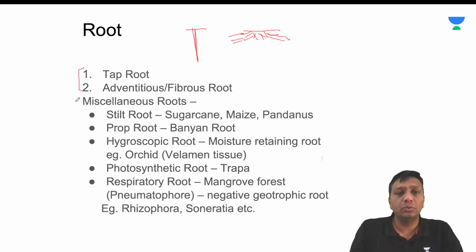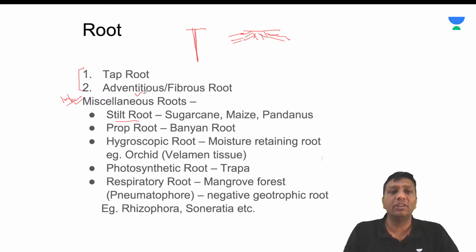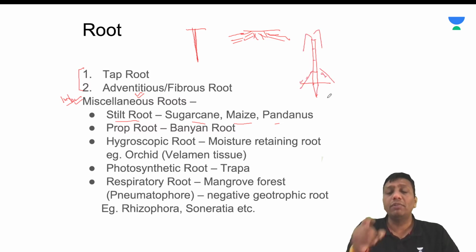There are a lot of miscellaneous roots, and the miscellaneous roots are important for the examinations. The stilt root and all the miscellaneous roots you will get as a modification of adventitious root. Stilt root you can find in sugarcane, maize and pandanus. Very simple, guys. Suppose this is a sugarcane, this is a stem part, and here a root is connecting with the plant only for the support system.